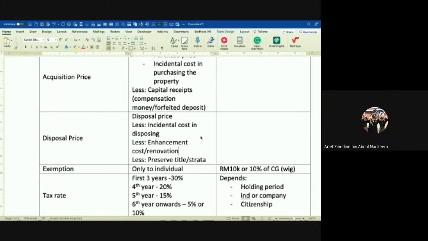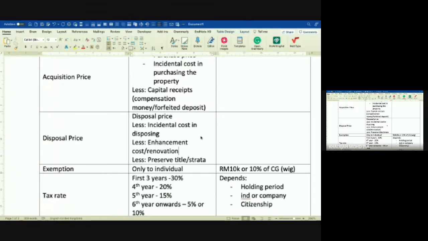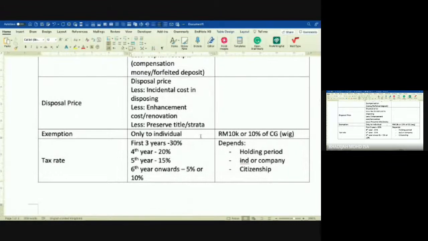Yes. Thank you, ma'am. So it will only be your capital receipts if the deposit is forfeited. But if the deposit is refunded, then it will not be your capital receipts. Okay. What about disposal price? Is that clear?